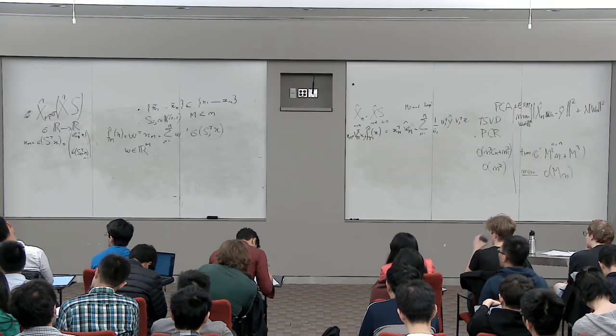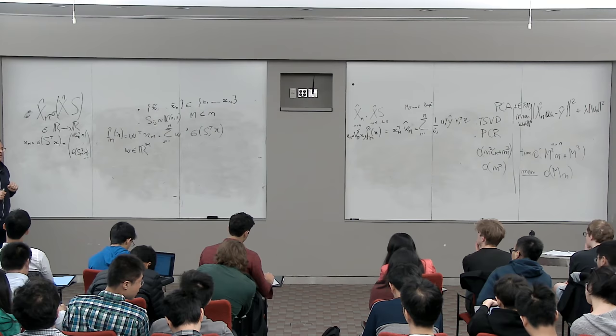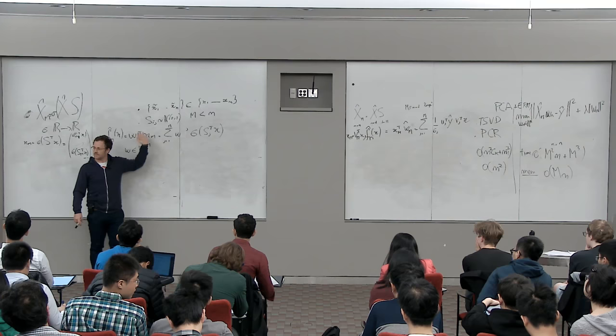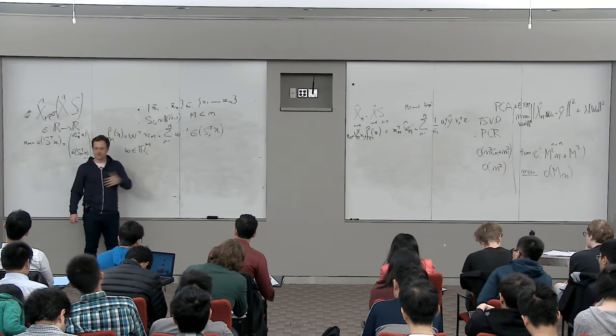Again, the story here could finish. But we can ask, do we have some kind of understanding of what kind of function classes we can actually build this way? So again, this is not just any random network. This is not just any neural network. It's a neural network with random weights.